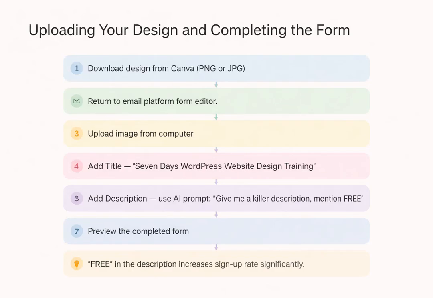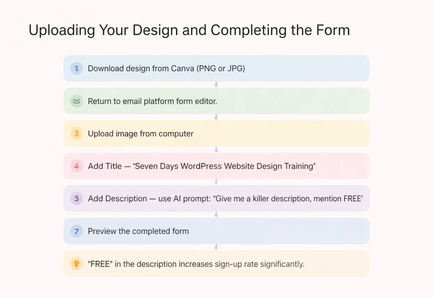Once your Canva design is ready, download it and head back to your email platform's form editor. Upload the image from your computer. It will appear as the visual header of your form. Then fill in the title and write a compelling description. A useful trick here, use an AI tool to generate your description. Give it a prompt like, "Write me a killer description," and make sure to mention it's free. The word free is powerful. People respond to it immediately.